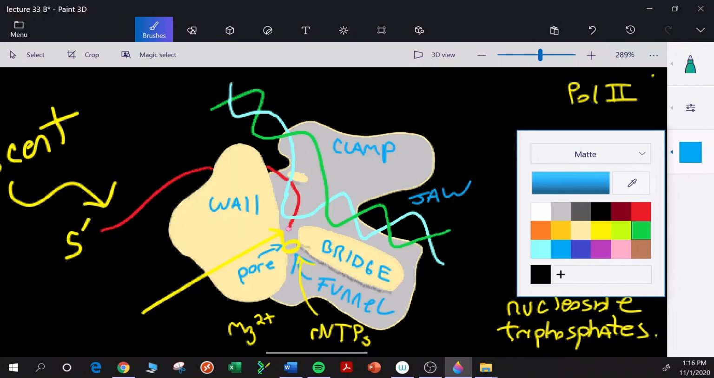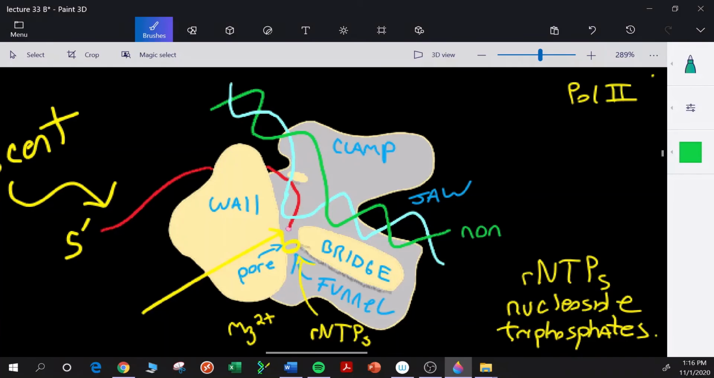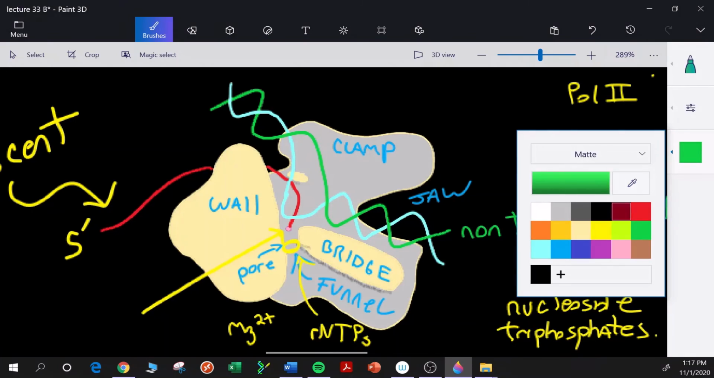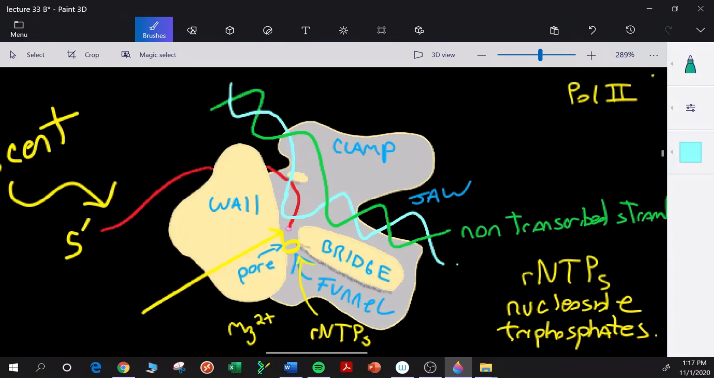Now, let's see. In green here, we have the non-transcribed strand, or the non-template strand. We could probably call that the non-template strand or non-transcribed strand. The blue strand right here is going to be the template strand or transcribed strand. Now, what else do we have here? Oh, we have another important component right here. So this little piece right here, we're going to call this the rudder.